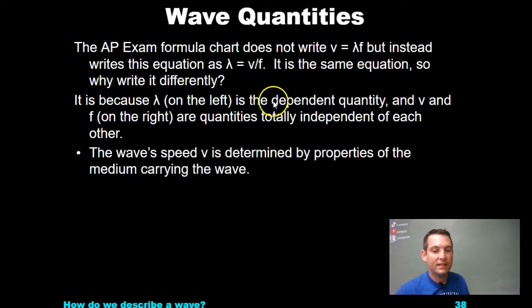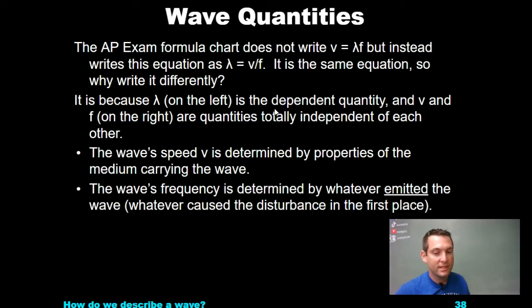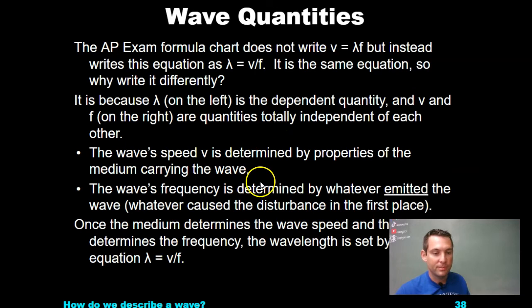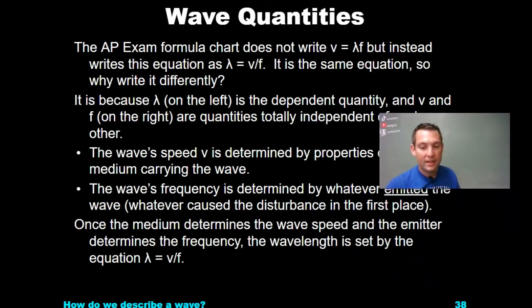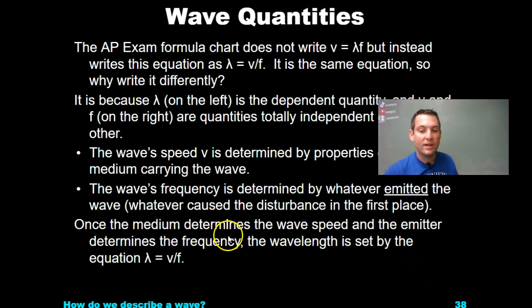The wave's speed is determined by properties of the medium carrying the wave. The wave's frequency is determined by whatever emitted the wave, whatever caused the disturbance in the first place. Once the medium determines the wave speed, and the emitter determines the frequency, the wavelength is set by the equation lambda equals v over f.